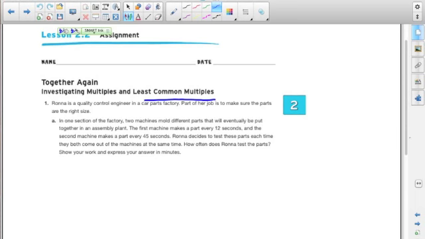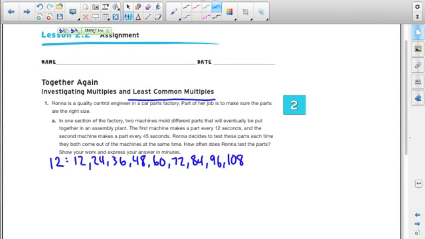Alright, this is section 2. And so this is multiples and least common multiples. So all of these are dealing with using least common multiples to solve these problems. A multiple is basically counting by, in this case, 12s. These are in a factory. Rana is checking the different parts.